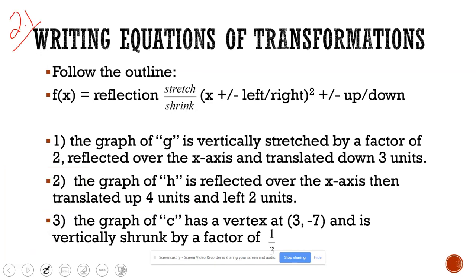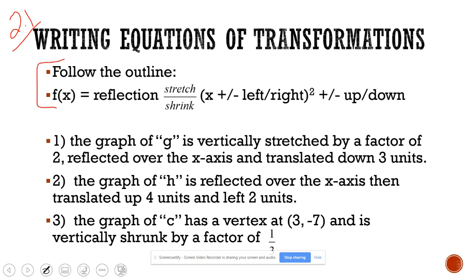Hello, everybody. Finishing up section 2.1, we're going to talk about writing equations of transformations. Basically, from the previous two nights, they've given us an equation, and we've had to describe the transformation or transformations that happen, and then graph it. Now we're going to go backwards. Now they're going to describe to us what's happening, and we need to write an equation for it.